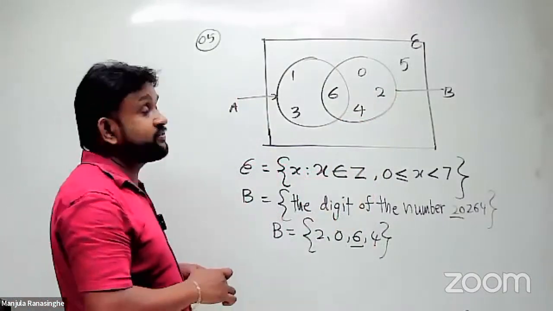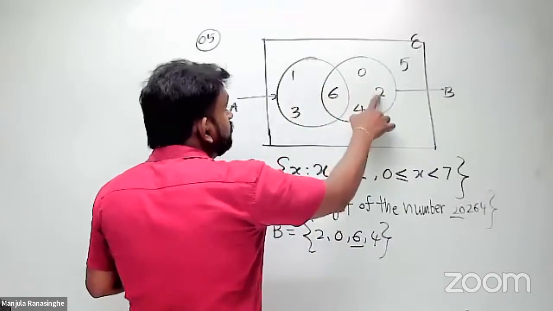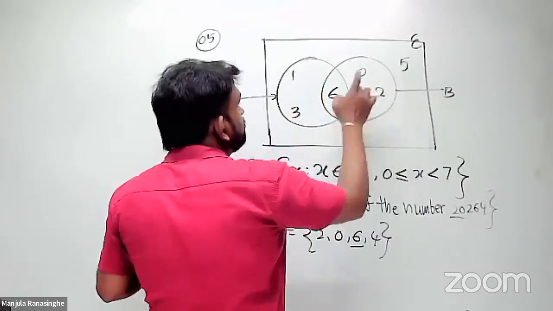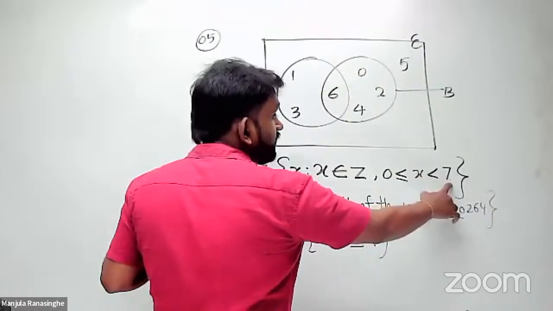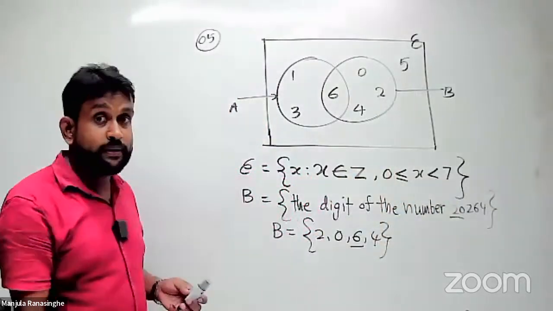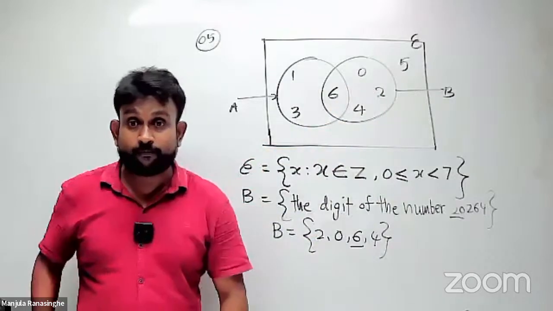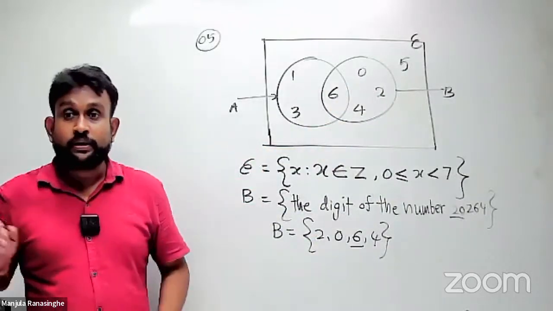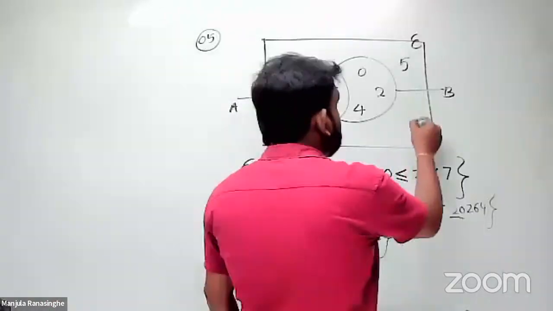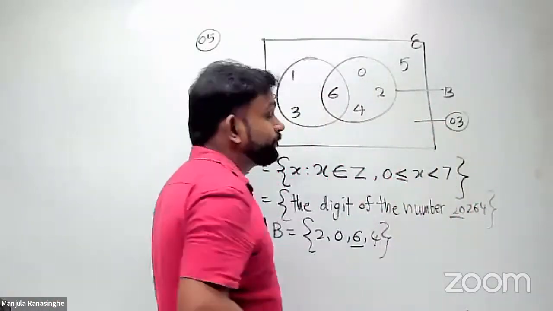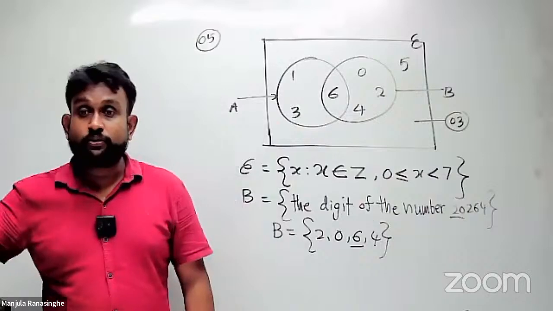Now check. A includes 0, 1, 2, 3, 4, 5, 6. Here 7 is not included, but 0 has to be included. Otherwise, you cannot take this element. Okay, so in making this Venn diagram, you have 3 marks. Okay, now we move to part 2.